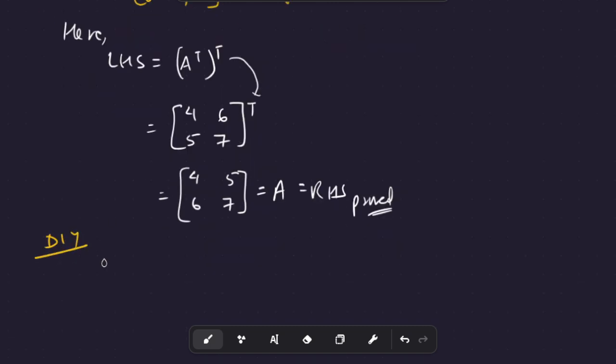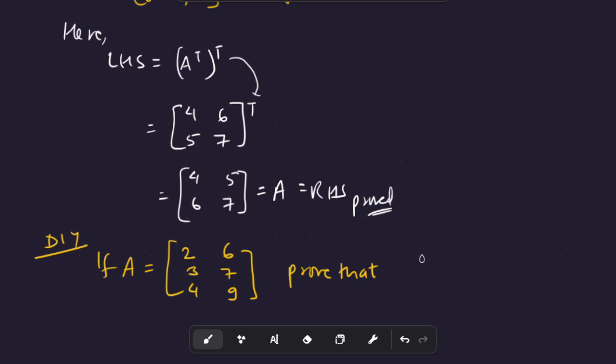Next question is for you. If A equals 2, 6, 3, 7, 4, 9, prove that A transpose whole transpose equals A. Same question. Matrix A equals 2, 6, 3, 7, 4, 9.